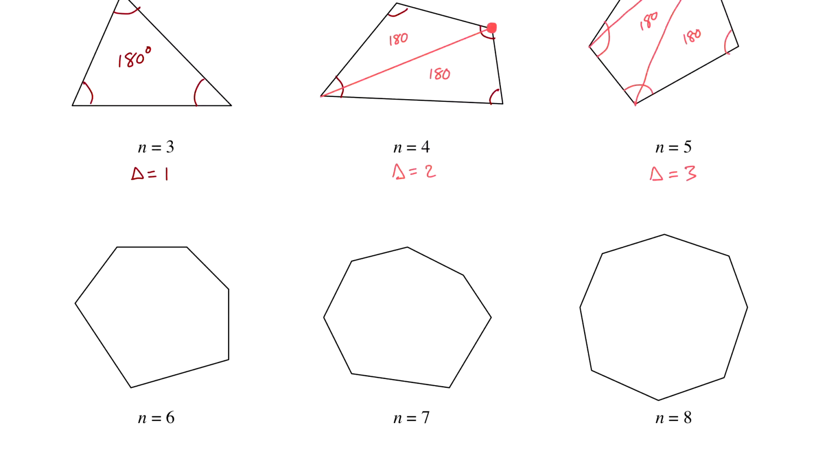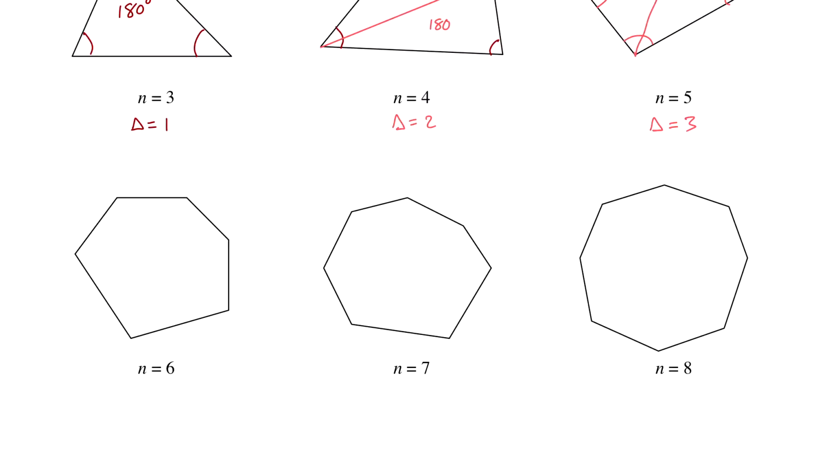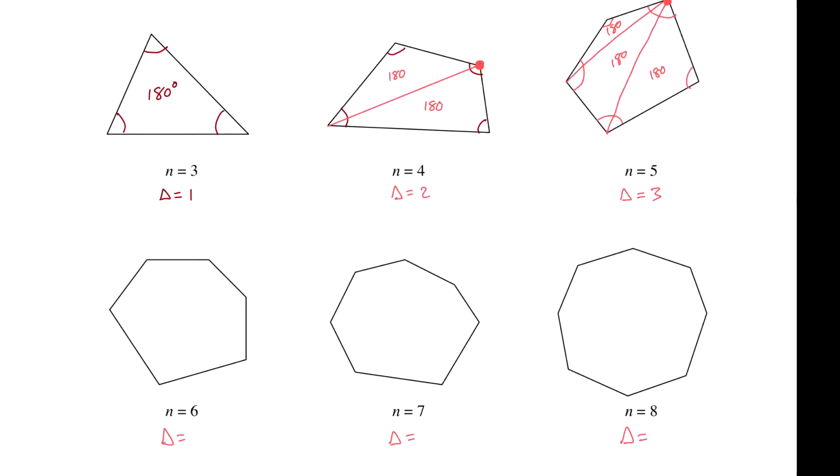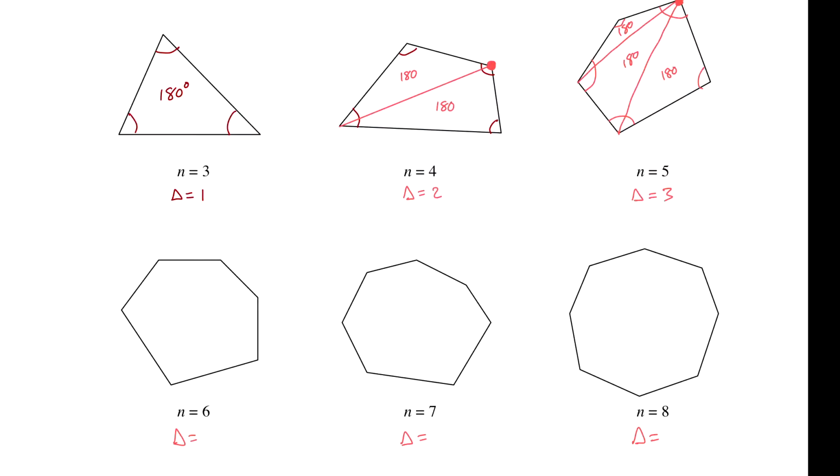what do you think? Can we do this without drawing the lines? Can you tell me how many triangles? If we had 3 sides, we had 1 triangle. We have 4 sides and we have 2 triangles. We have 5 sides and we have 3 triangles. With 6 sides, how many triangles do you think we should have? If you said 4, you'd be correct.